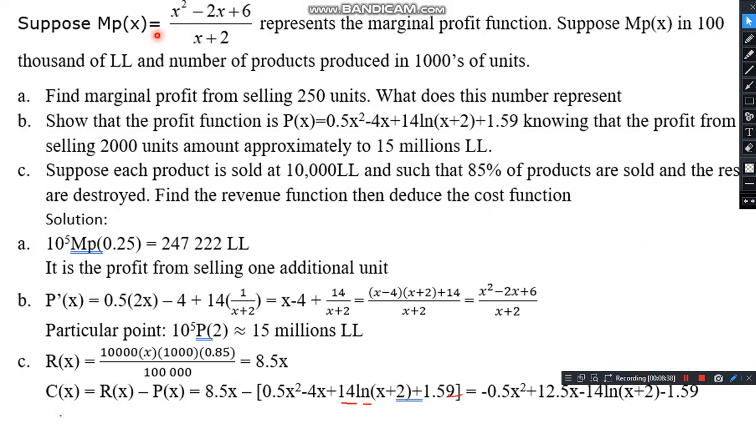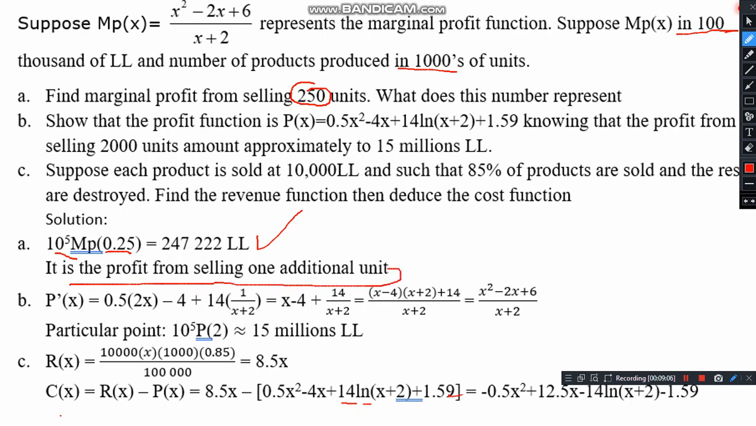Here they gave us marginal profit. Marginal profit is in 100,000 Lebanese lira, and the products are in 10,000. Find the marginal profit from selling 250 units. So I divide by 1,000. So it will be 0.25 and multiply it by 10 to the power 5 because it's 100,000. What does this represent? The profit from selling one additional unit.